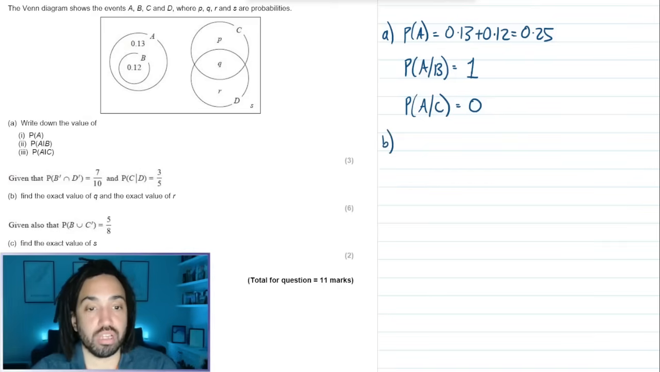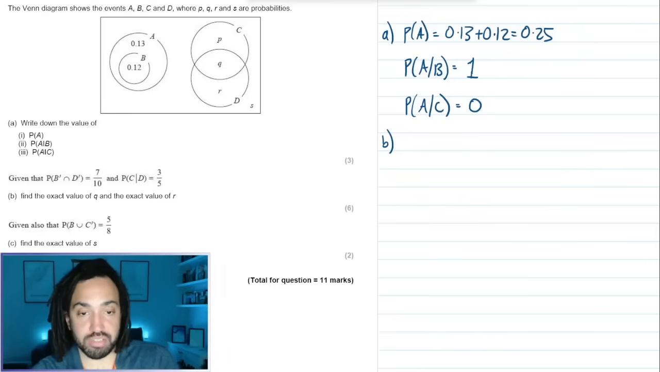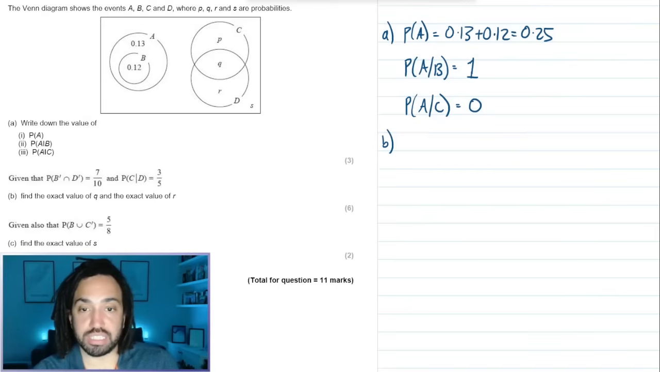Okay. And now it says, given that the probability of B and D is 0.7, and the probability of C given D is equal to 3 over 5, find the exact value of Q and the exact value of R. Okay, tricky. So first off, let's set up as many equations as we can. Let's use the first bit of information to set up an equation.